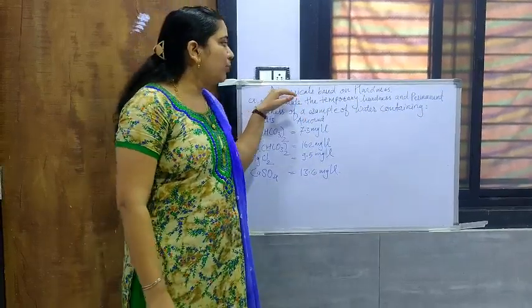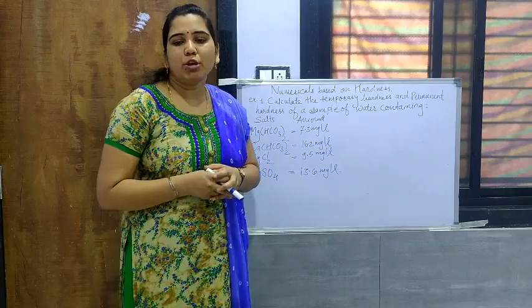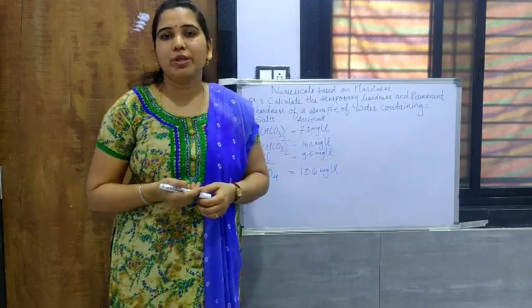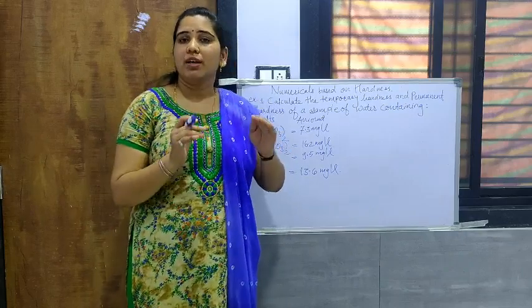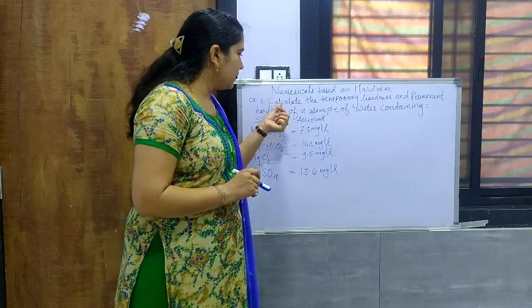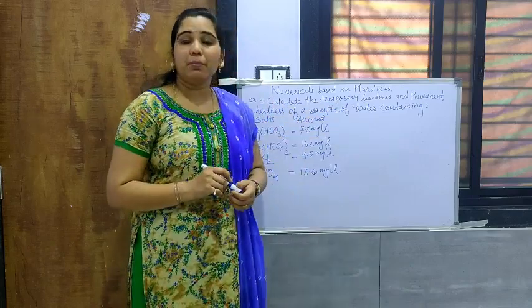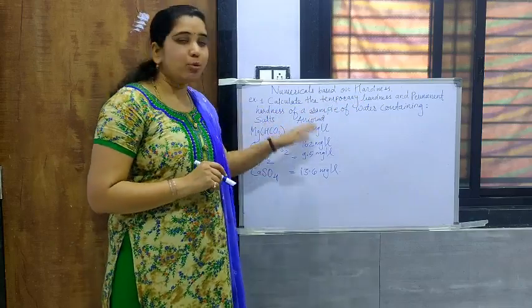We will see the numerical based on the hardness of water. Now, hardness of water, we have seen in our last few videos, is nothing but the presence of different salts in that water sample. So, this problem is given like this: calculate the temporary and permanent hardness of a sample of water containing such impurities.